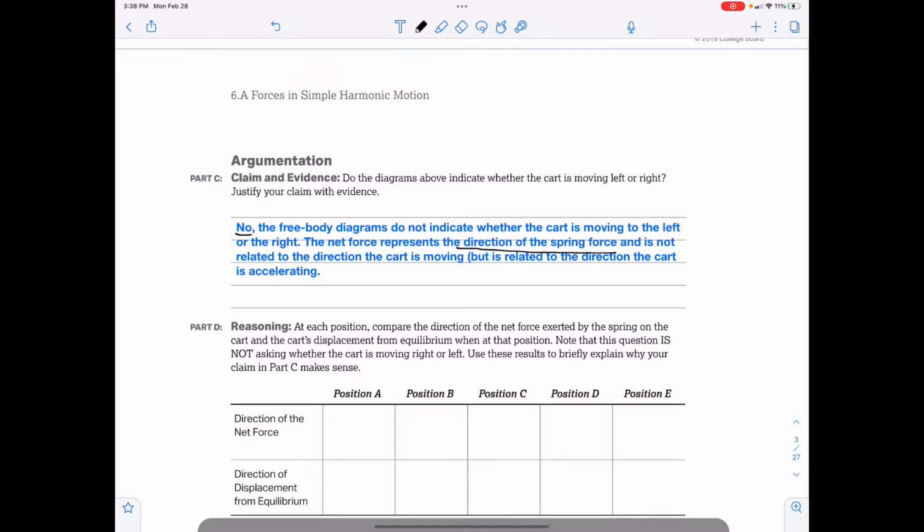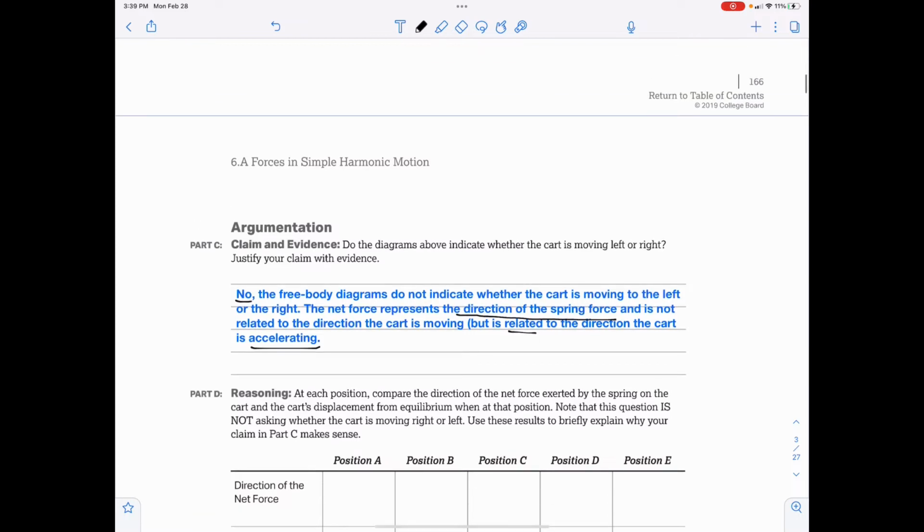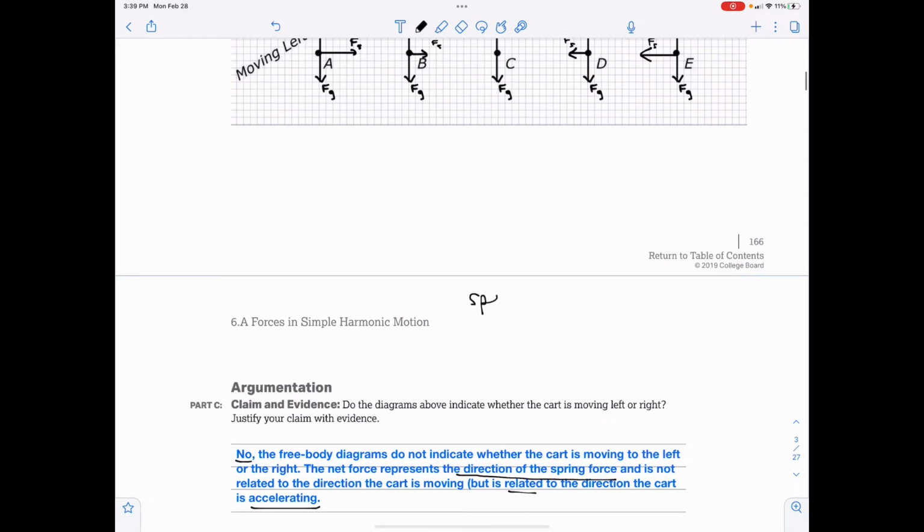Now, it is related to the direction the cart is accelerating, okay? But acceleration doesn't always happen in the same direction as motion, right? Remember, when we speed up, velocity and acceleration point the same way. So acceleration goes with motion, right? But when we slow down, the velocity vector might be going this way, but the acceleration vector goes against it.